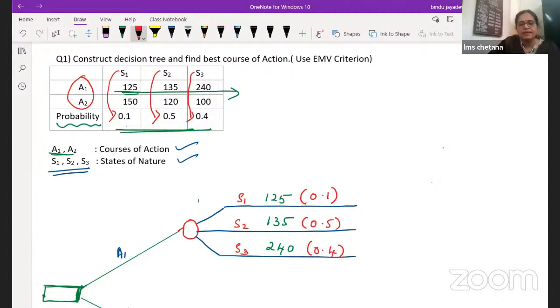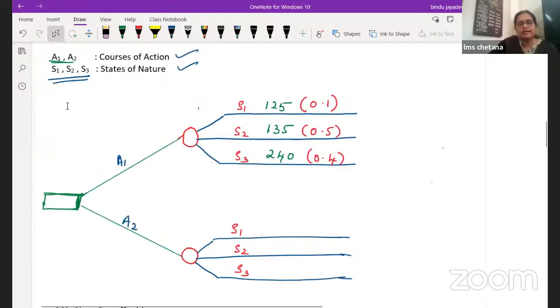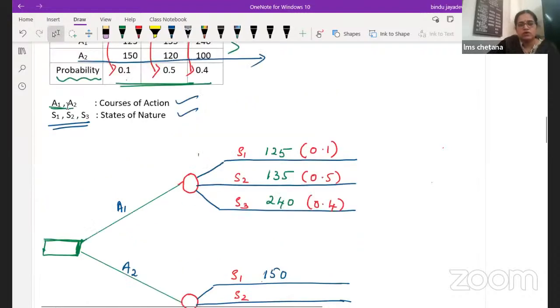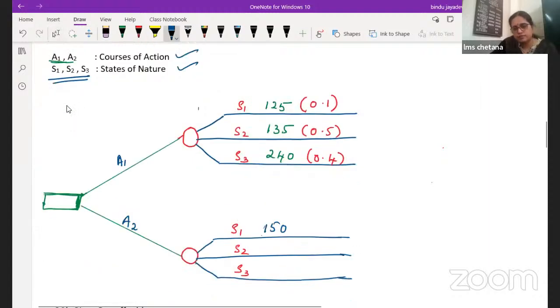That is the A1 information I have completed: payoff values, and 0.1, 0.5, 0.4 as my probability values. Same thing you will repeat for A2. Now for the A2 case, what is going to happen? See, what is A2 here? The A2 values are, in this line, 150, 120, 100. Therefore, X1 will automatically get 150, then the next values are 120 and 100. Now repeat the same probabilities, 0.1, 0.5 and 0.4.